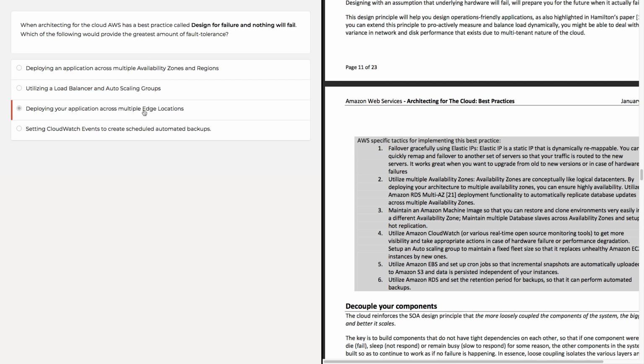Anyway, the point is that when you think edge locations, think CloudFront, and then think static content, and see if the question's asking you about a static website. If it's an application, this definitely does not make sense. So the answer is deploying an application across multi-availability zones and regions.